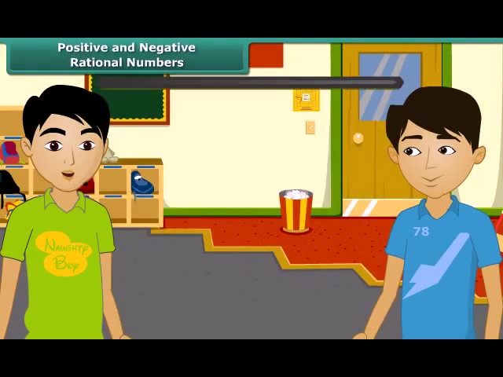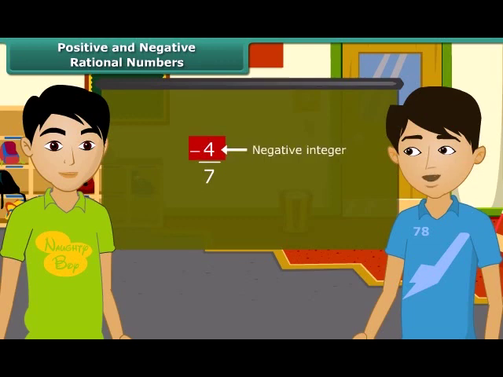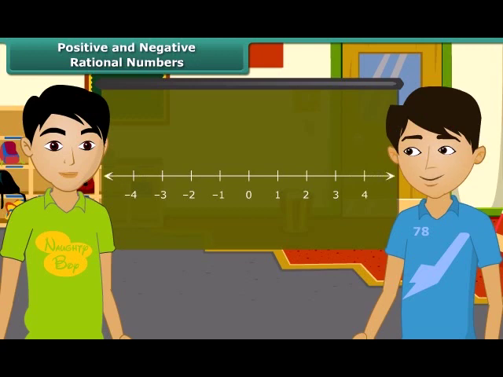Do you know what do we call a rational number which has positive numerator and positive denominator? That rational number is called a positive rational number, I guess. And what are the negative rational numbers? When the numerator is a negative integer and the denominator is a positive integer. For example, -4/7. How do we represent a rational number on a number line?